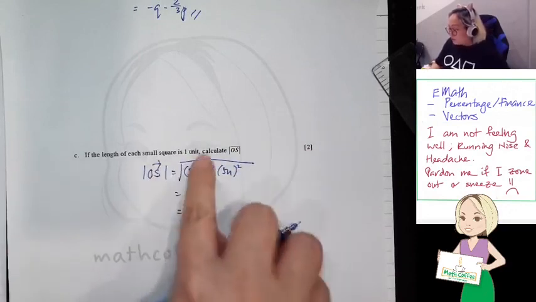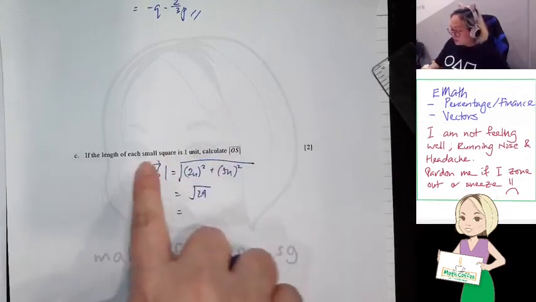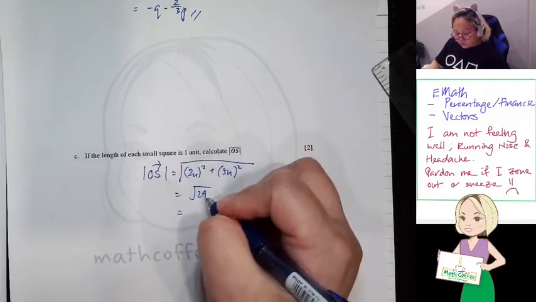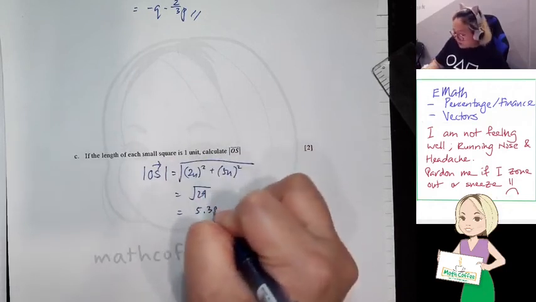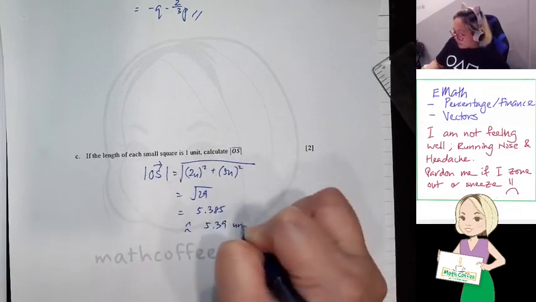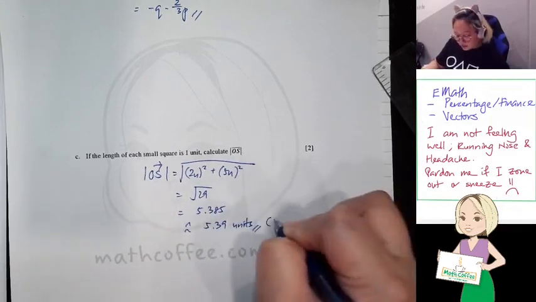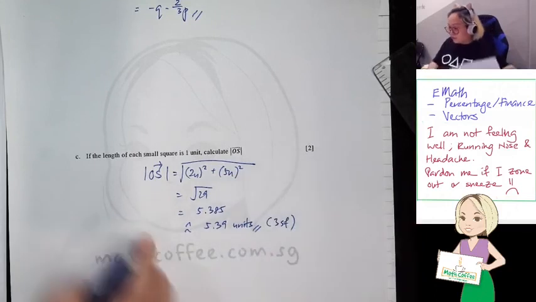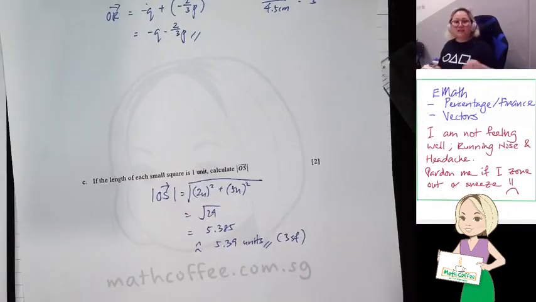And they say 1 unit is 1 unit. So it will be 5.385. Round it off to 3 SF: 5.39 units. Okay, 3 SF. And we're done.